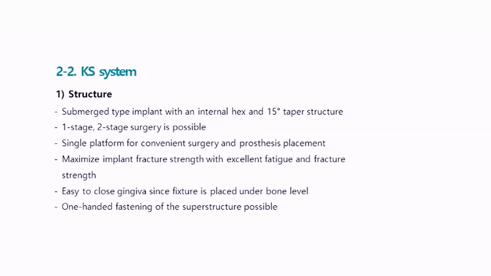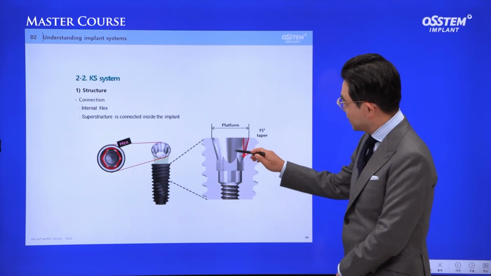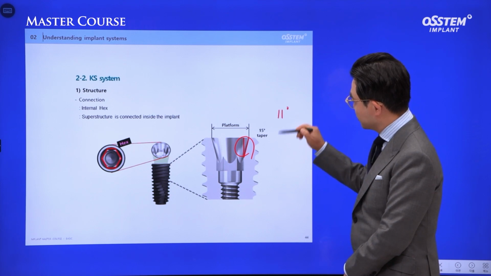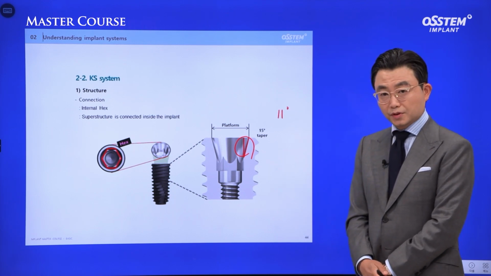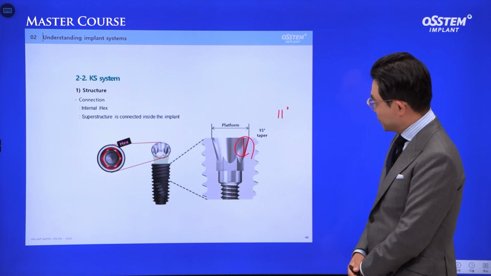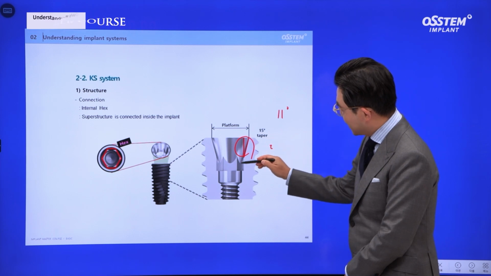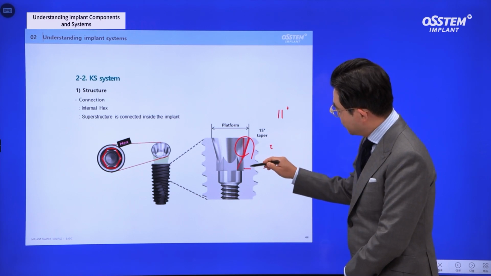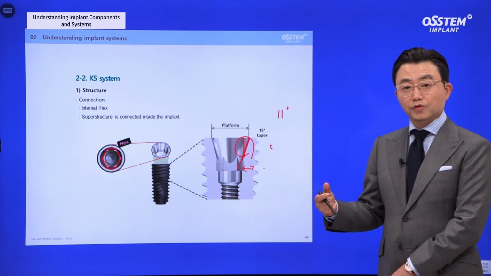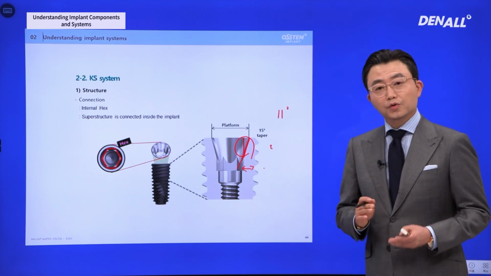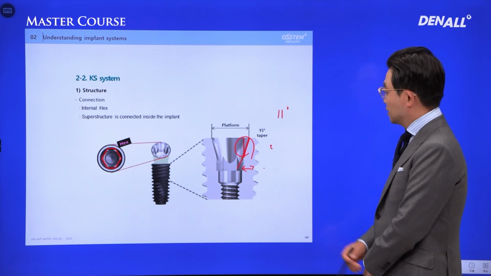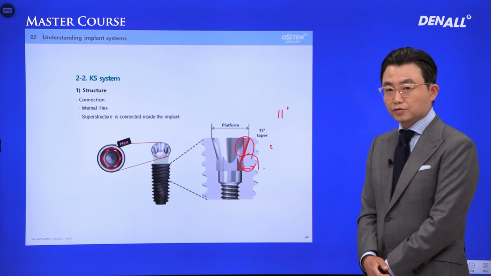The recently available KS system looks very similar to TS, but what is different is the tapered area. I said 11 degrees, but for KS, it's 15 degrees. So 15 degrees tapering means that compared to the TS implant, the tapering is stronger, meaning that in this area, it's thicker. So in terms of the posterior, you could have more resistance of the implant. But the basic structure is very much the same.